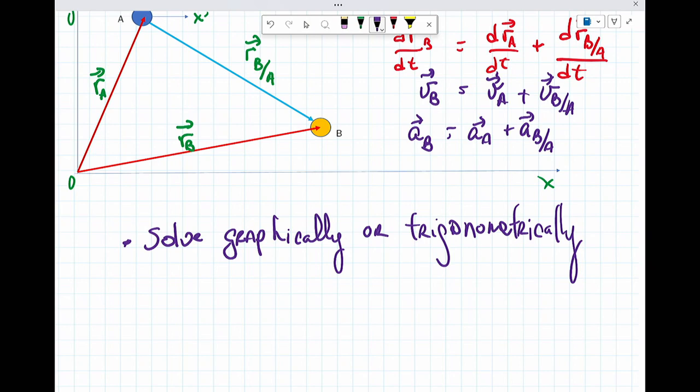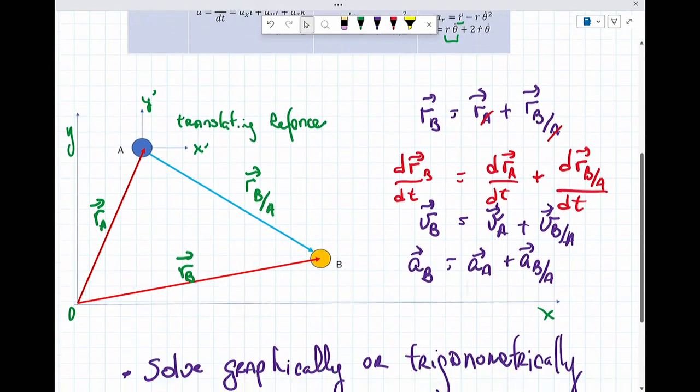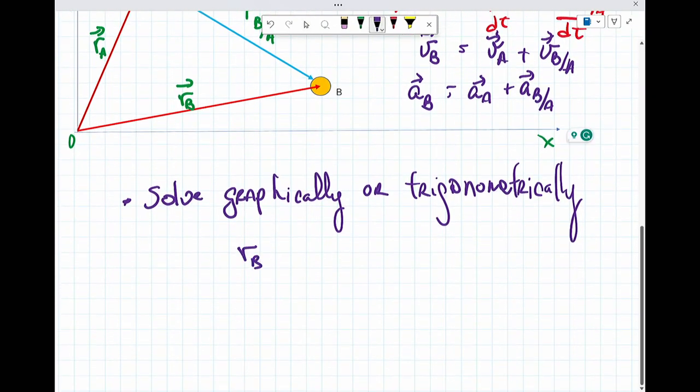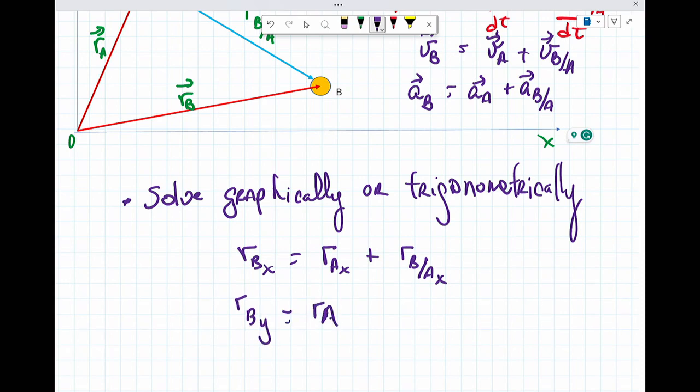What I do is I just project them into each of their component parts. So just sort of an understanding, if I take this equation, I can write R_Bx equals R_Ax plus R_B with respect to A in x, R_By equals R_Ay plus R_B with respect to A in y. That's sort of the better solution method of the two. You may be better with a protractor than I am, but I just can't do it.